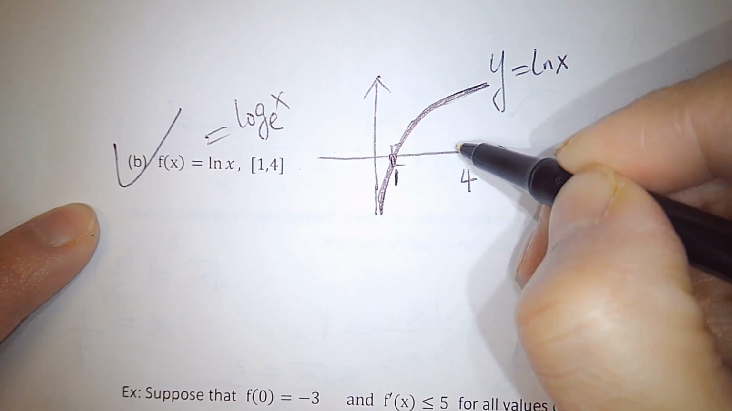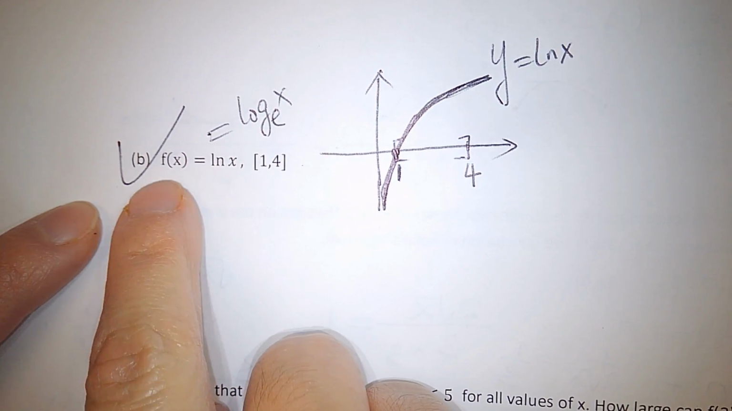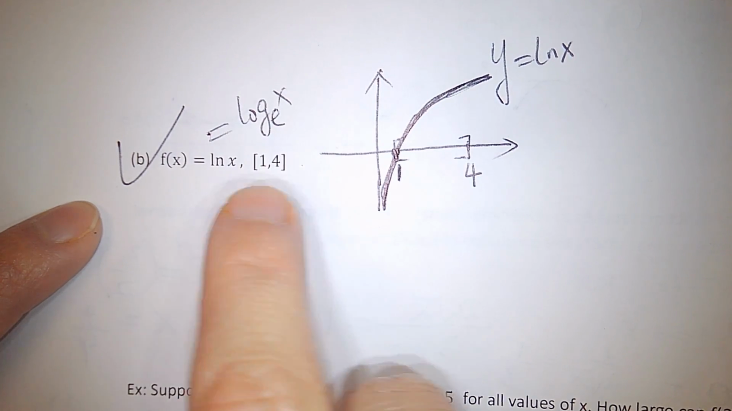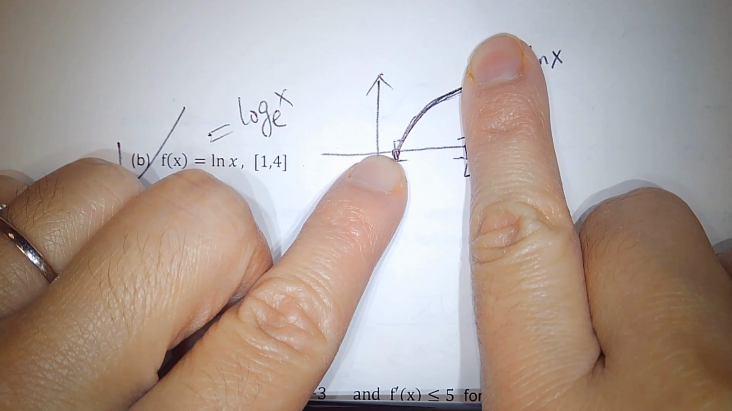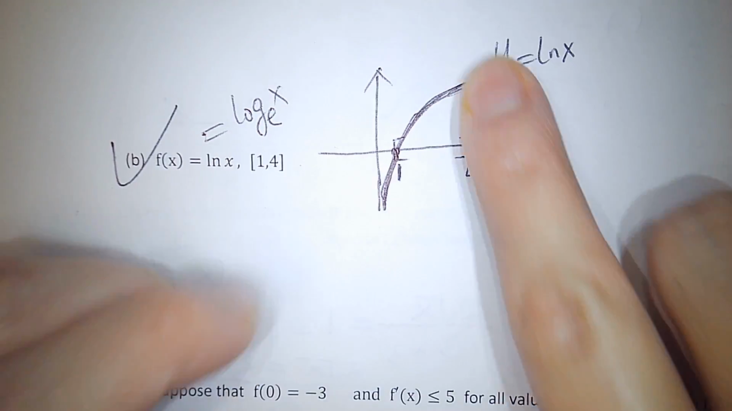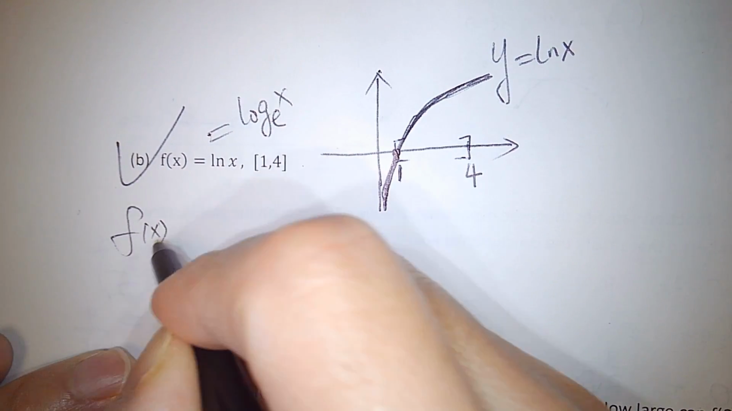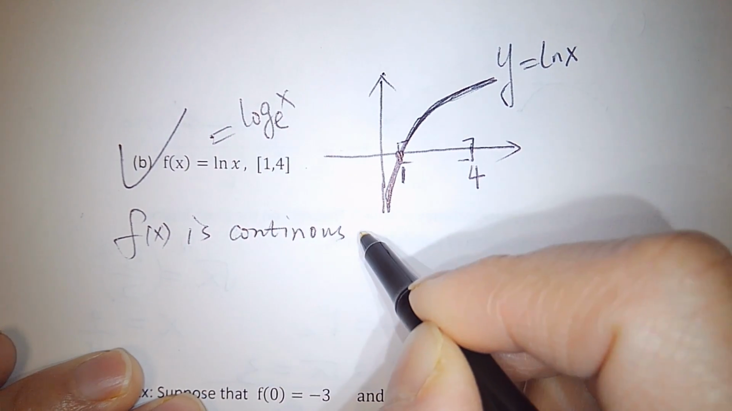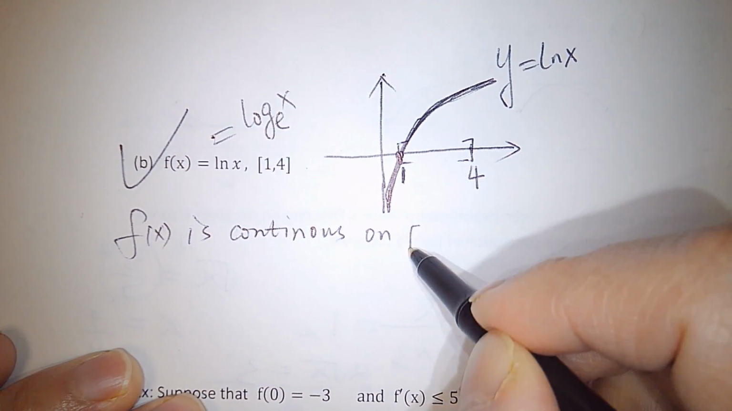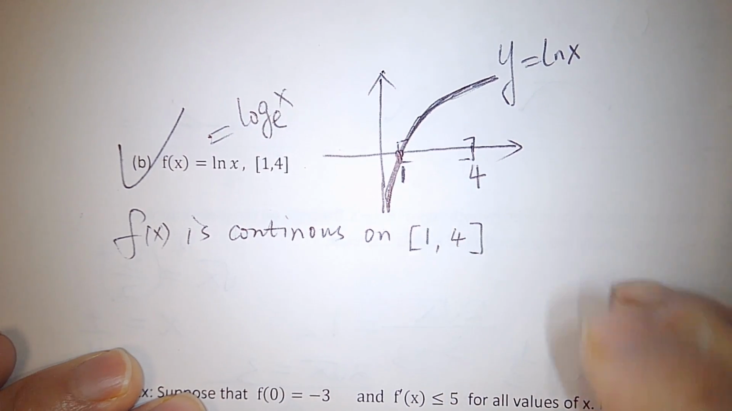So on this closed interval, do you think this function is continuous from here to here? Is this part continuous? Yes or no? Yes. Okay. So f of x is continuous on the closed interval 1 to 4.